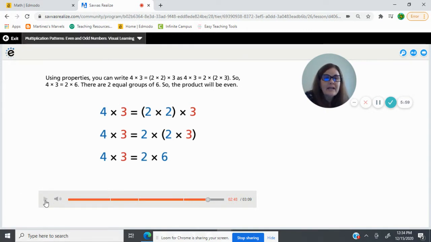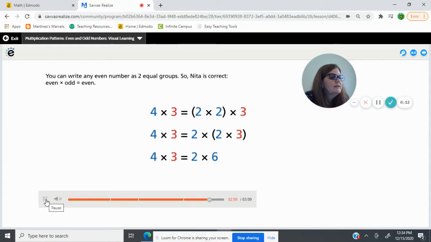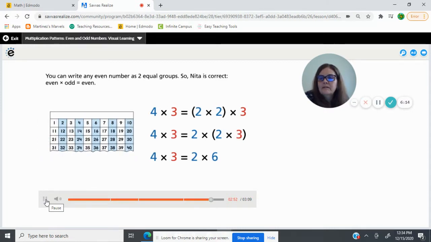Okay, so let's look at that. 4 times 3 is 12, and 2 times 6 is 12. That's why they can be on both sides of the equal sign, because they're balanced. You can write any even number as 2 equal groups. So Nita is correct. Even times odd equals even.